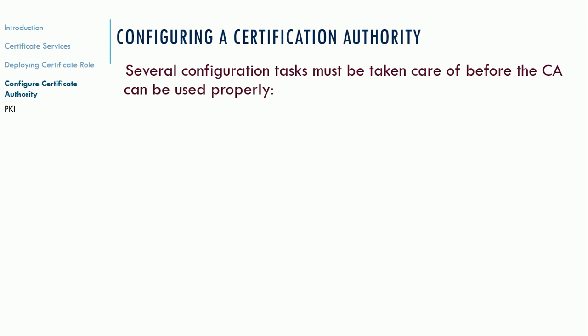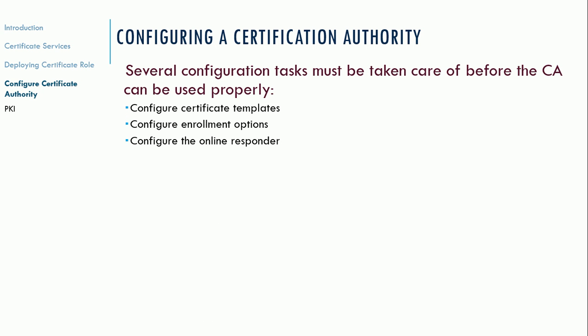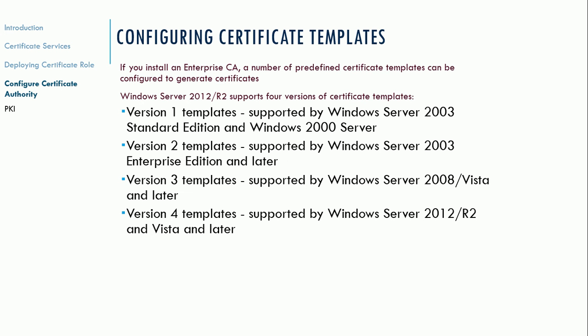So for the certificate authority, there are several configuration tasks that have to be taken care of before the CA can be used properly. We have to configure certificate templates, configure enrollment options, configure the online responder, revocation, and so forth. If you installed an enterprise CA, you're going to have a number of predefined certificate templates that can be configured to generate these certificates.